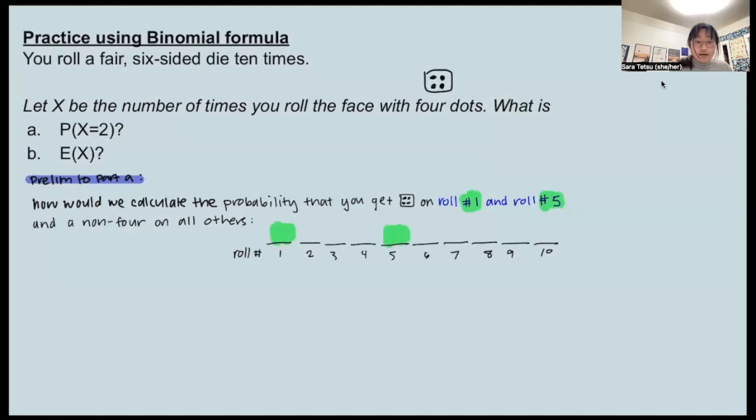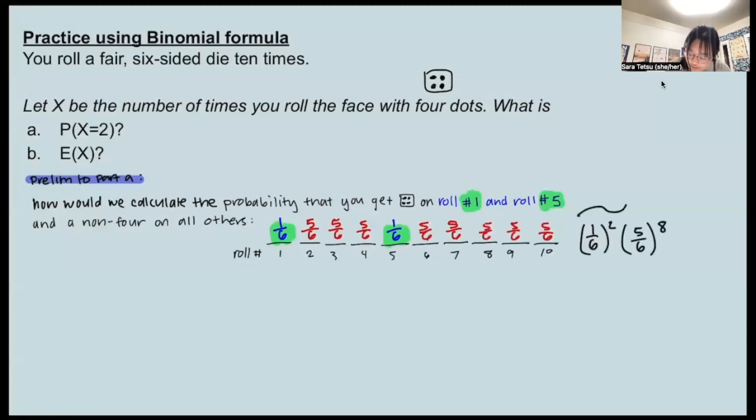So the probability of getting a 4 on roll number 1 is 1 out of 6. The probability of getting a 4 on roll 5 is also 1 out of 6. And the probability of getting a non-4 on the rest of your rolls is exactly 5 out of 6 for all of them, right? So I'm going to write that out. To calculate the probability that you'd get exactly 2 4s on roll 1 and roll 5 and a non-4 on all the other positions, you would just do (1/6) to the power of 2 multiplied by (5/6) to the power of 8. This is the probability of getting a 4 on roll number 1 and number 5, and something else on everything else.